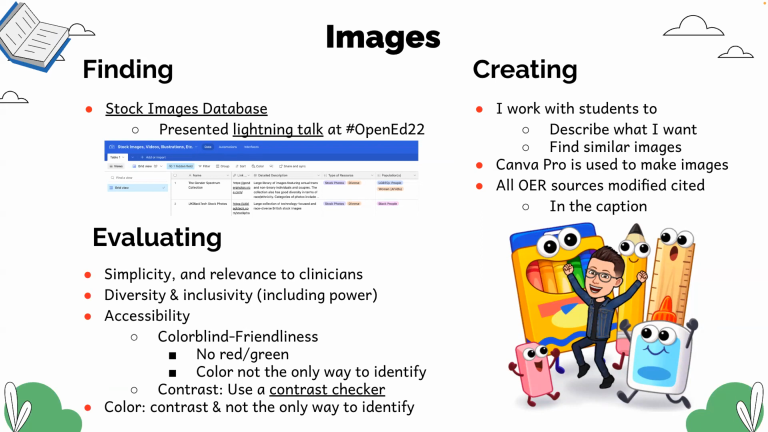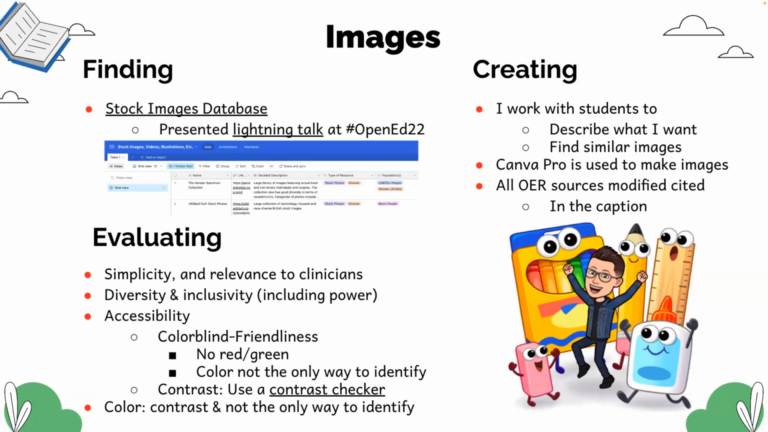We considered accessibility for red-green color blind people, not using those colors together, generally ensuring that there's good contrast, using a contrast checker to evaluate it, and making sure that we are not relying solely on color to identify between key aspects of any figure or diagram.